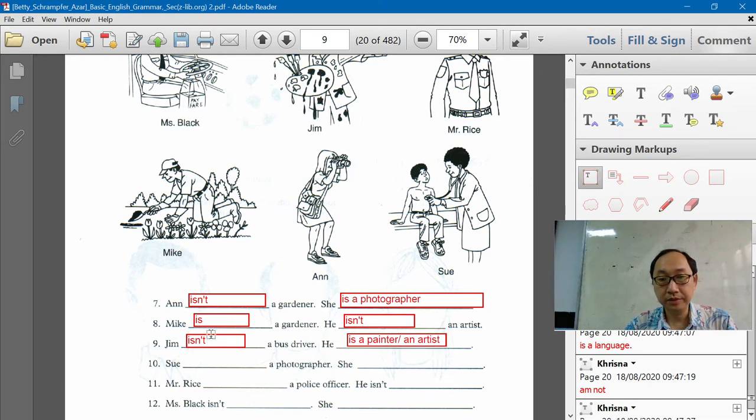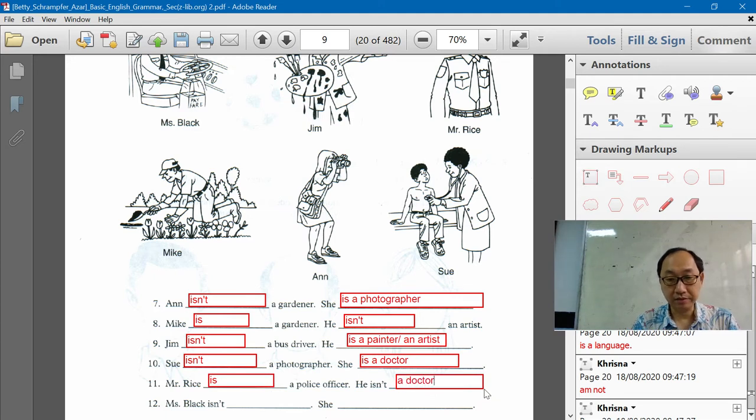Sue is a photographer. Oh no, Sue is not a photographer. She is a doctor. Mr. Rice, yes, that's true. Mr. Rice is a police officer. He is a doctor, for example.